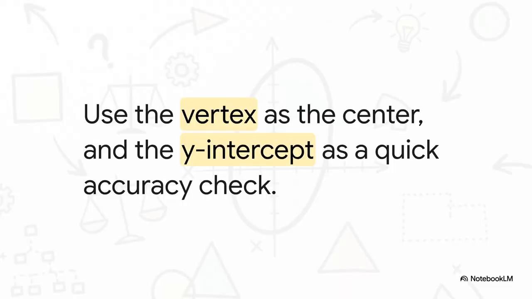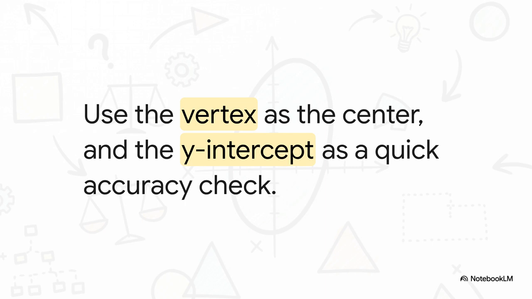You also need your anchors. Use the vertex, where x equals negative b over 2a, as the center. Then use the y-intercept, which is just c, as a really quick accuracy check. Identifying that y-intercept is a zero-effort way to create a checkpoint on your graph, guaranteeing your parabola is opening and positioned correctly. Think about it.